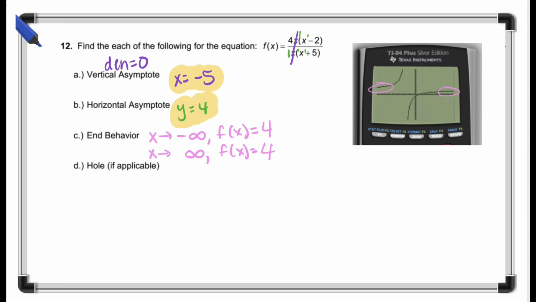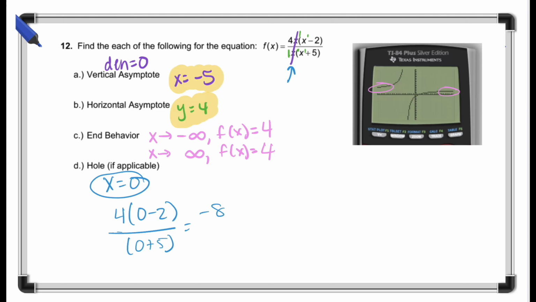And our hole, if applicable. Now we do have a hole because we were canceling out that common factor. Now that factor was just x. So if I set my factor, which is x, equal to 0, well, x is 0. So I'm going to take my answer now and plug 0 in for x here, and that's 0 plus 5. So you're going to get negative 8 over a positive 5. So my hole is (0, negative 8/5).